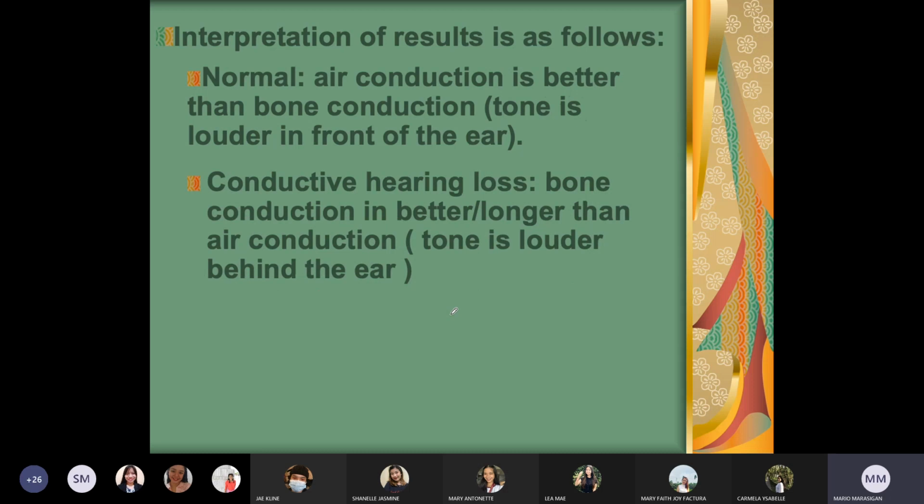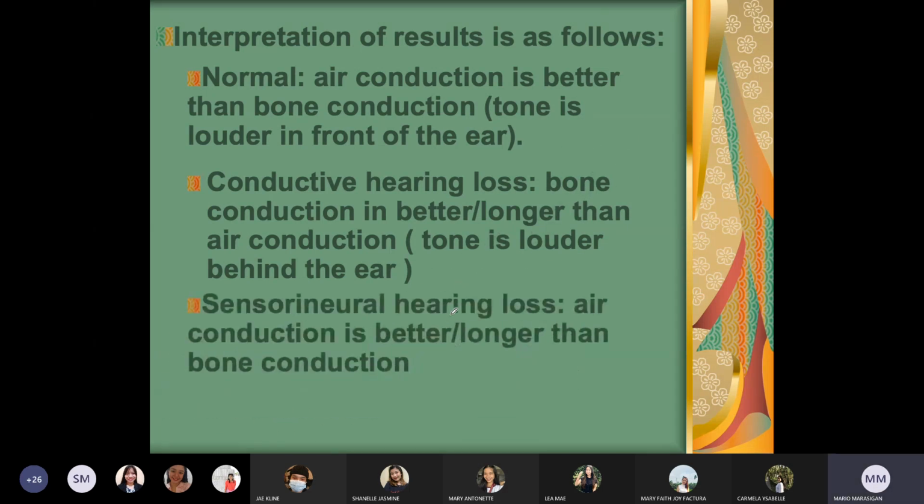So for the interpretations, the normal air conduction is better than bone conduction, meaning the tone is louder in front of the ear. Conductive hearing loss, bone conduction is better or longer than air conduction, or the tone is louder behind the ear. For the sensory neural hearing loss, air conduction is better and longer than bone conductions.